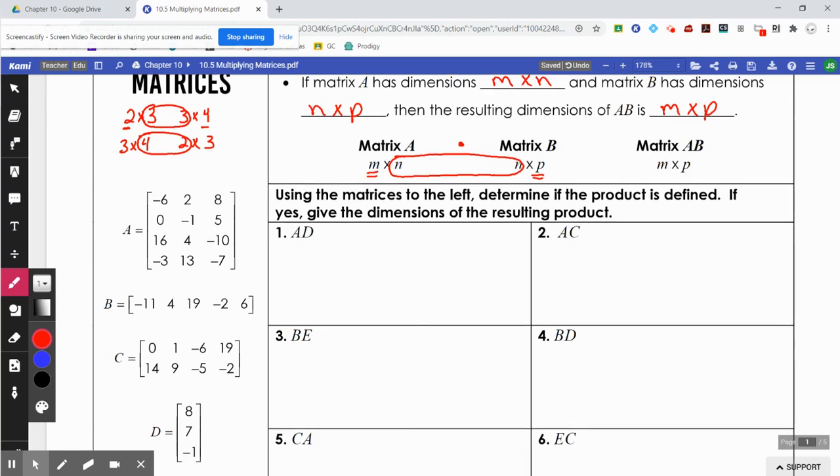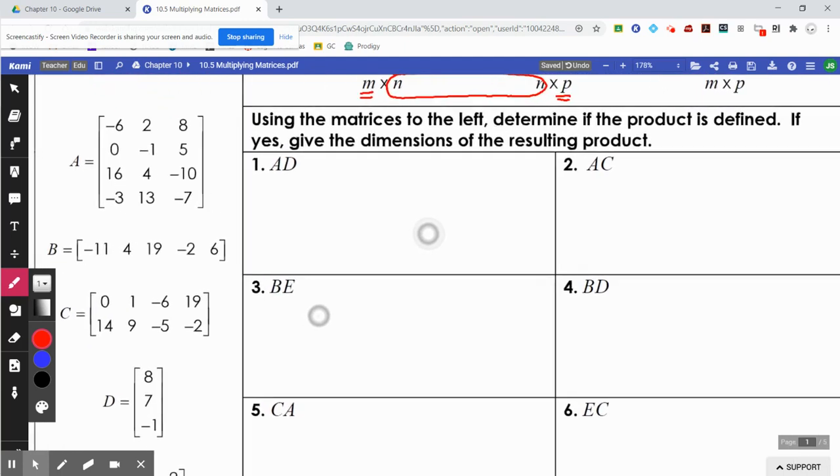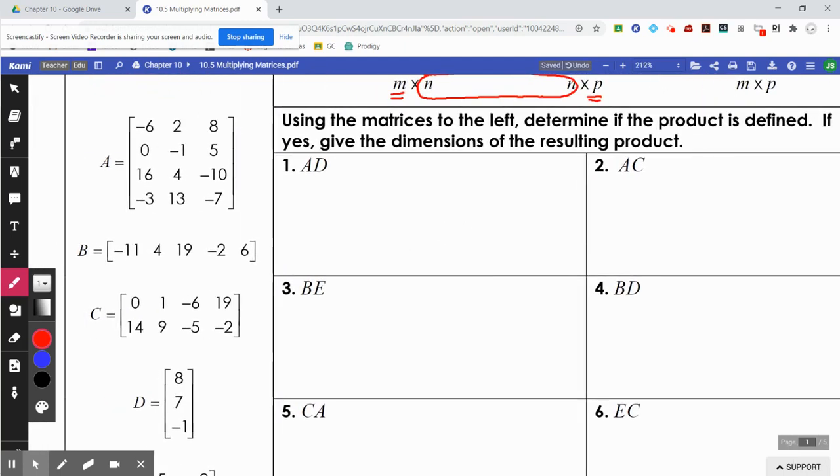So let's try this. Use the matrices to the left. Determine if the product is defined, or can you multiply? If yes, then give the dimensions of the resulting product. Number one says we're going to multiply A times D. Matrix A is a 4 by 3. We're going to multiply that by matrix D, which is a 3 by 1. So step number one, can we multiply them? Yes. And our answer will be a 4 by 1.